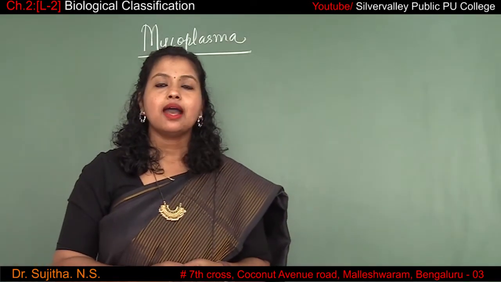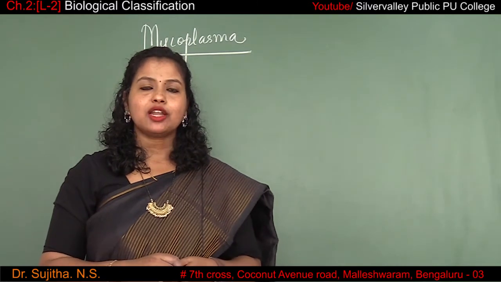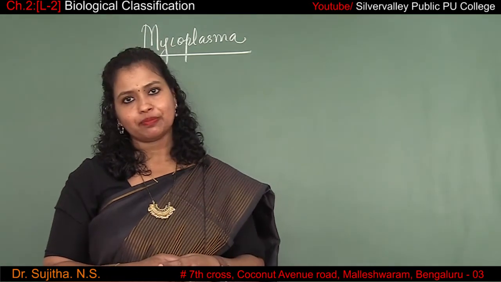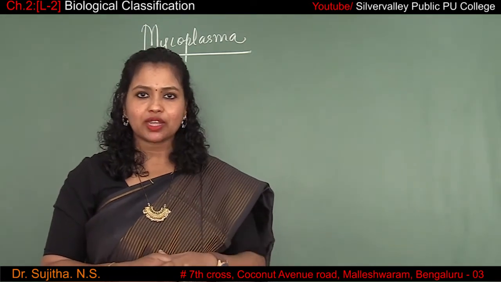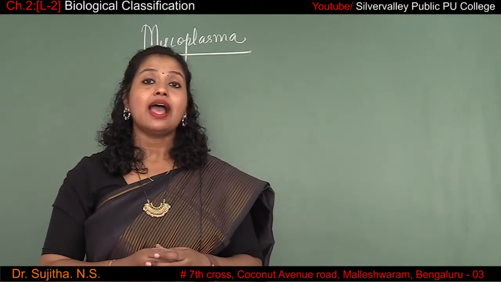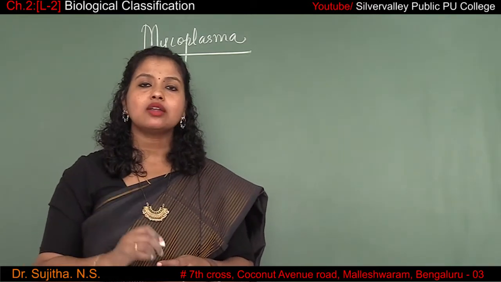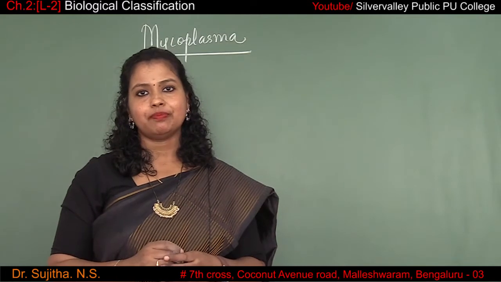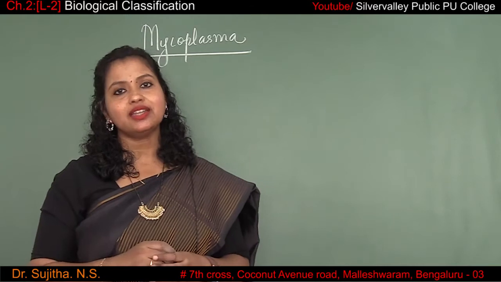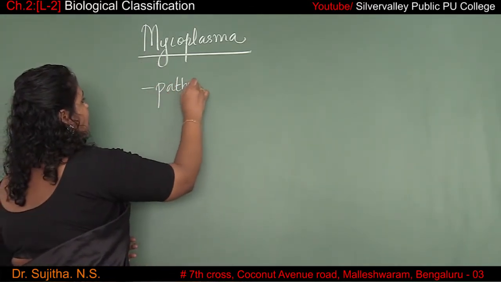So the next one is the Mycoplasma. Mycoplasma is also a bacteria, but a unique feature of Mycoplasma is that it does not have a cell wall. It is highly microscopic in nature. It is extremely small, it does not have a cell wall, and it is anaerobic in nature. Anaerobic means it does not need oxygen for its survival. And Mycoplasma are highly pathogenic in nature.